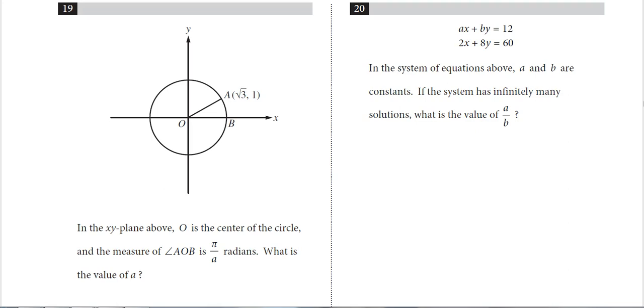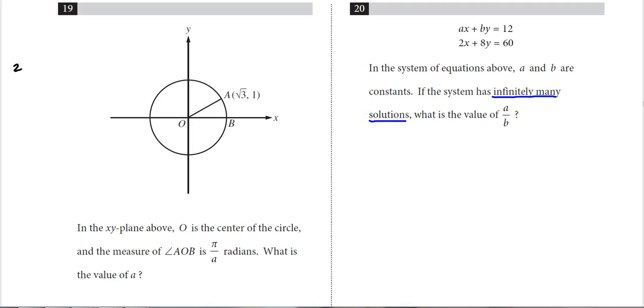All right, final problem on the no calculator section is number 20. It looks like a systems of equations, and it's probably going to be kind of tough since it's number 20. So let's check it out. In the system of equations above, a and b are constants. If the system has infinitely many solutions, what is the value of a over b?